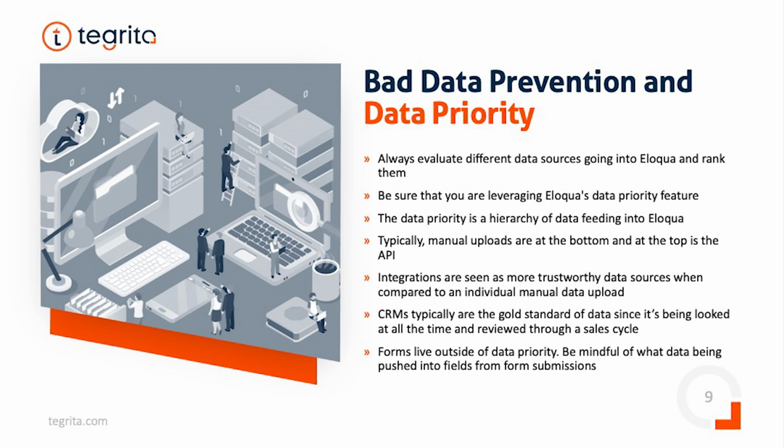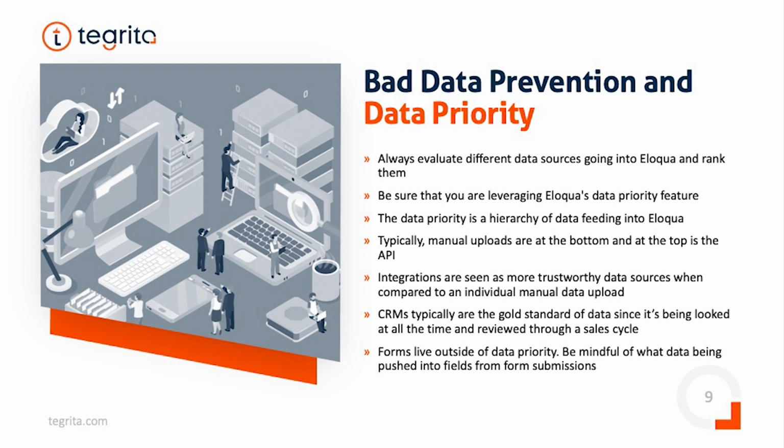And if you don't know what Eloqua's data priority is, I am here to tell you because it's actually really important to how Eloqua works, and it's not something that is really visible to everyone. So, in a nutshell, the data priority in Eloqua is a hierarchy of all of the sources of data that can feed into Eloqua. And so the higher you are up on that priority list, the more likely you will be able to write data into a mapped field.